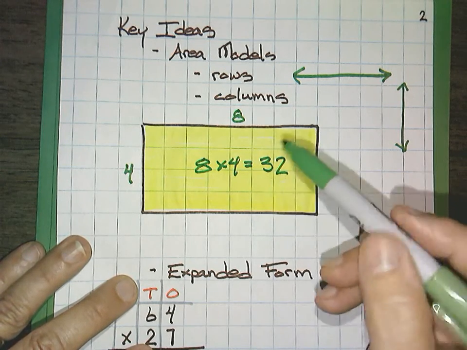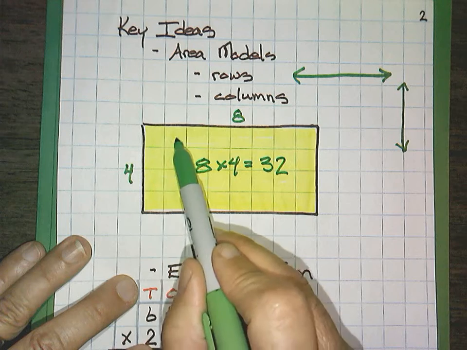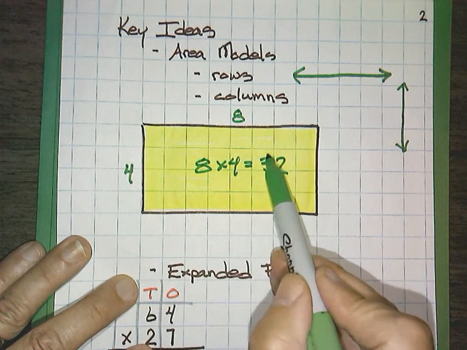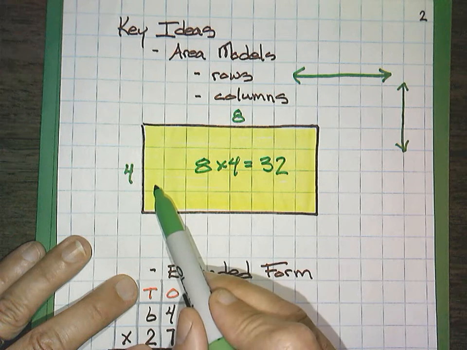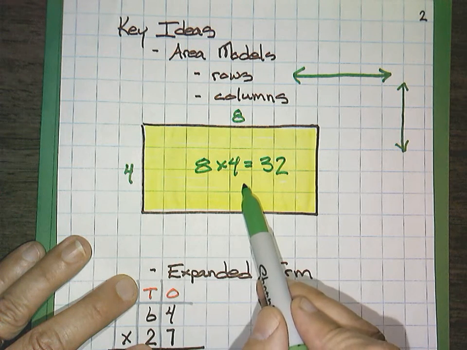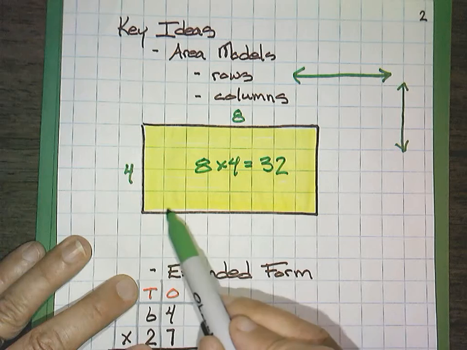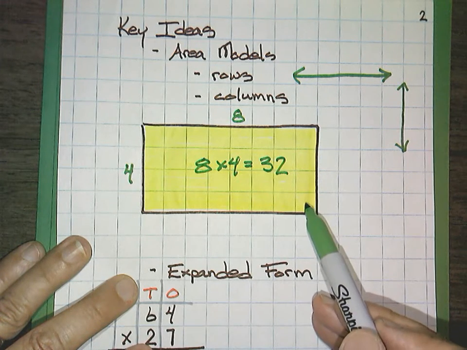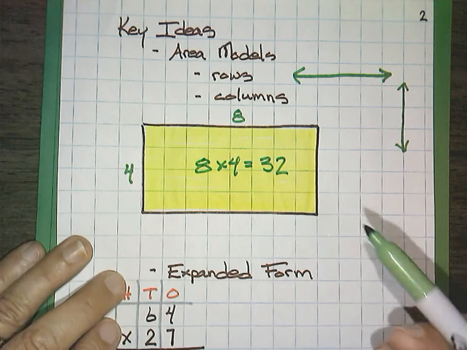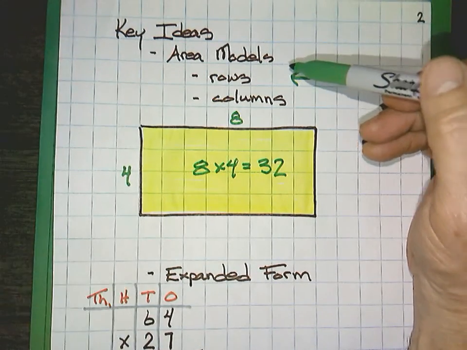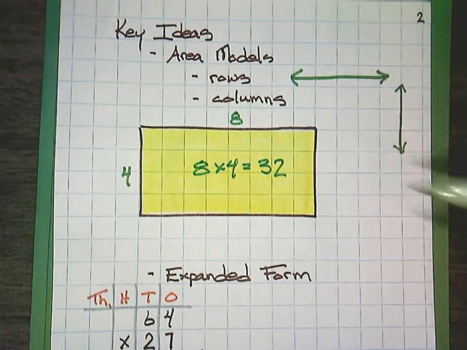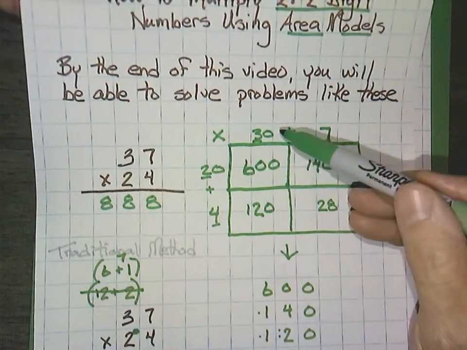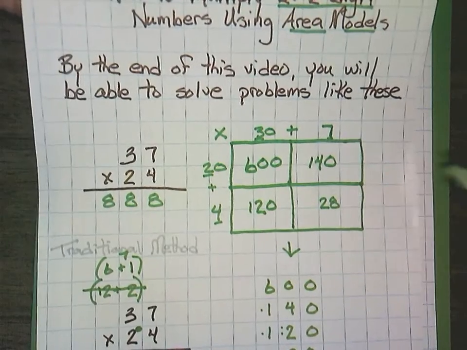In this type of problem, you could count the boxes, 1 through 32. And they call this square units. Now, in area models like we're doing today, we're not counting the grids, but we're using the idea of multiplying and using that to visualize and then write your answers.